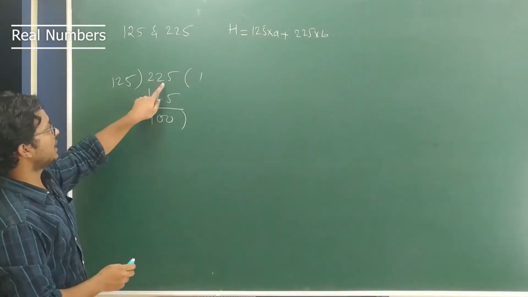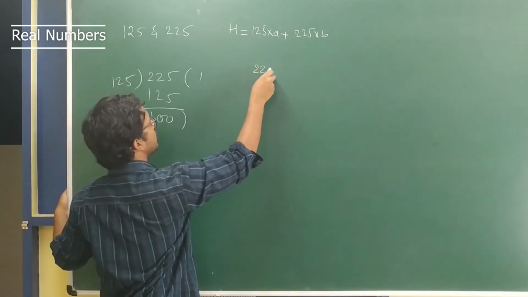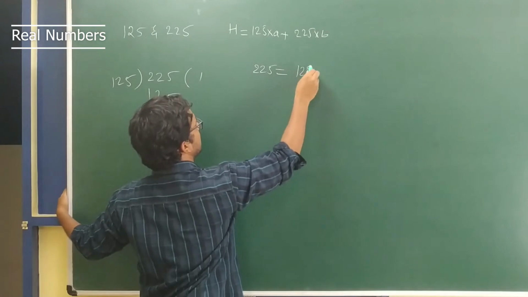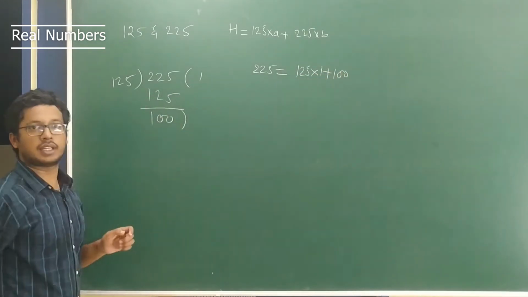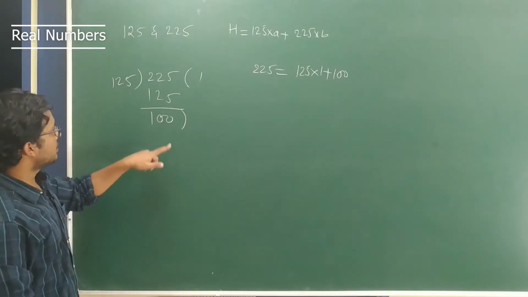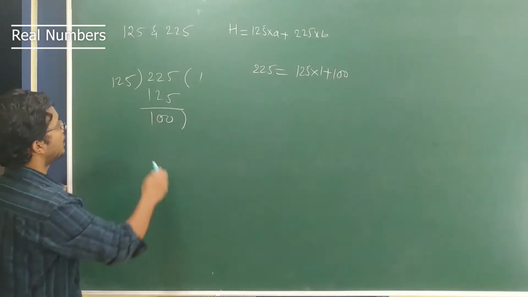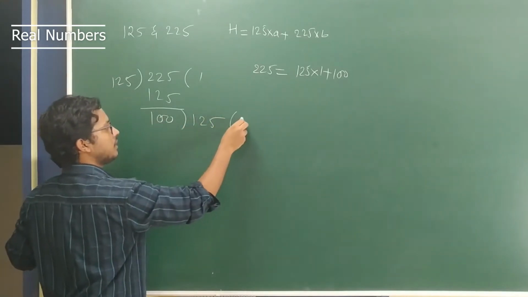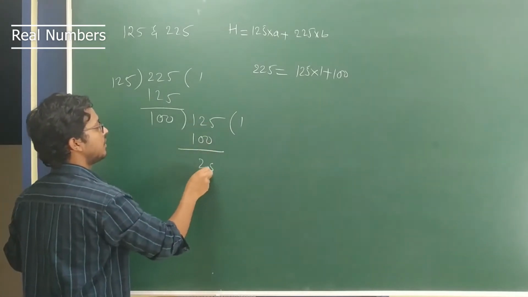Now what did we do here? We expressed 225 in terms of 125. We'll write it here. So 225 is now written as 125 into 1 plus 100, correct? So that's what we did, that was our first step. Now since the remainder is not 0, we will again express 125 in terms of 100. So get this 125 here. 100 ones are 100, so the remainder is 25.